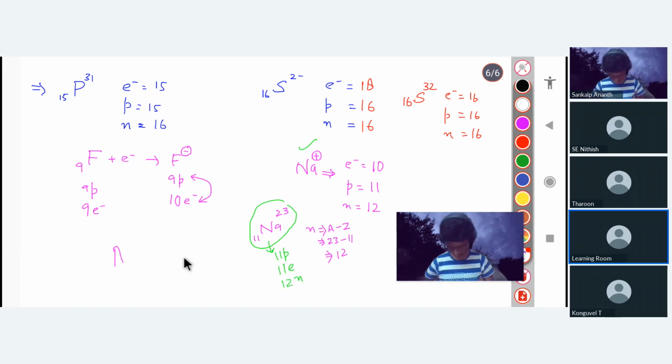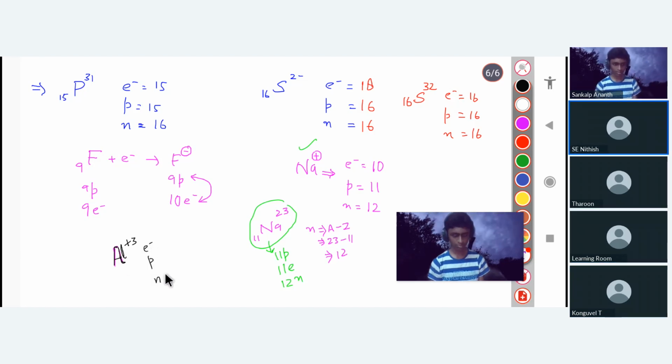Okay, now tell me, let's say I'm taking aluminum, Al 3 positive. How many electrons, protons, and neutrons will be there? You didn't give the atomic number. Okay, sir. You should actually know the atomic number up to calcium. Atomic number is 13. 13, okay.